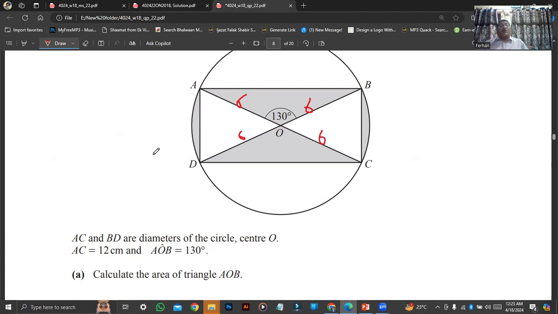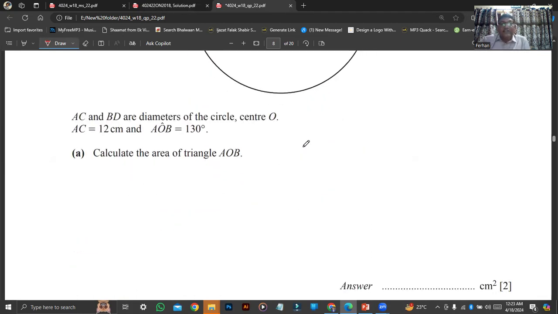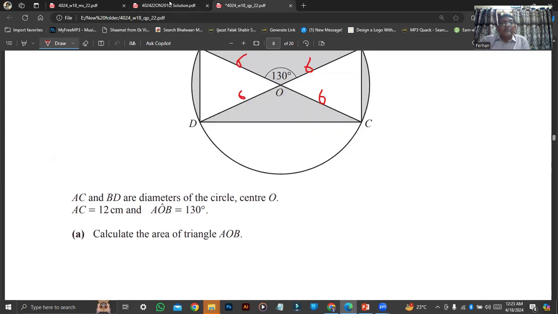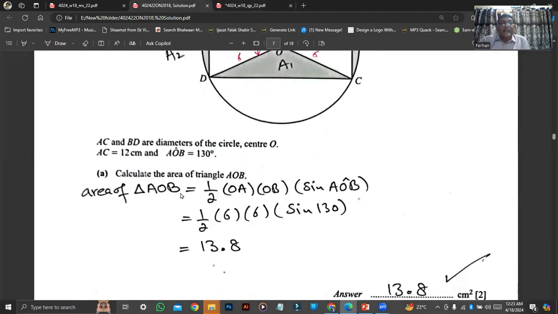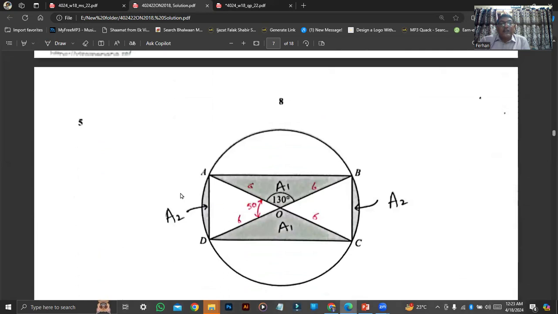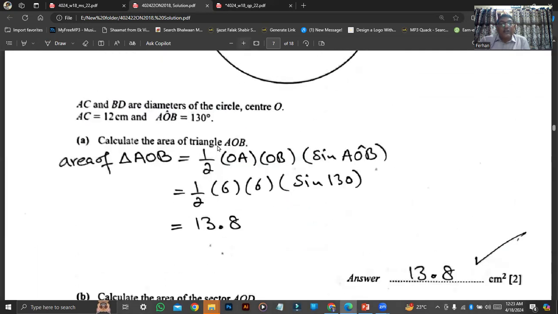The angle AOB is 103 degrees. So calculate the area of the triangle AOB. In this triangle AOB, two sides are given, and the included angle between them is also given, 103 degrees. So if you want to find the area of this triangle, the method is very simple: 1/2 ab sine theta. This is how you find the area of this triangle.